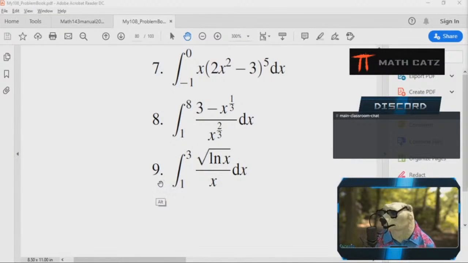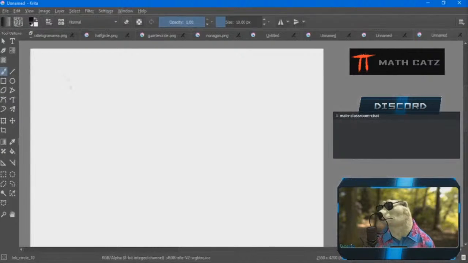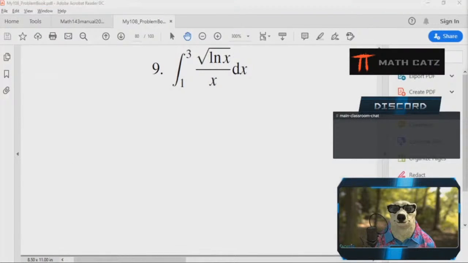Let's see, which one do we want to do? I might as well do number 9. Why not? Number 9. The integral of the root of log of x over x, and my integral is 1 to 3.